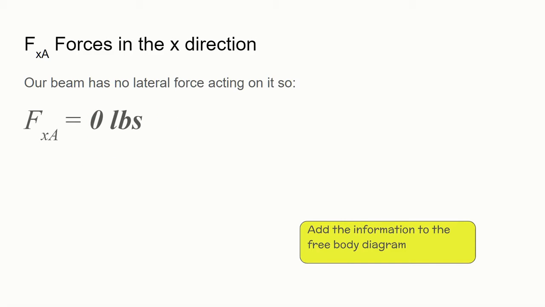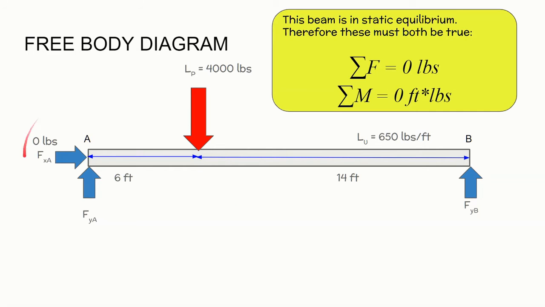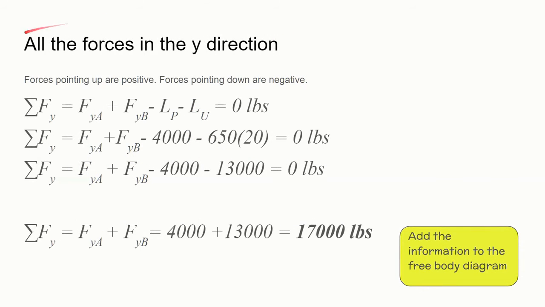So really, for the problems we're going to be doing, you can just leave the force of X A out and just do your calculations from there. But we're going to add this to the free body diagram. So we put, this is 0 pounds. Now we're looking at the forces in the Y direction, and this gets a little more complicated. So we're going to say that if it's pointing up, it's positive, and if it's pointing down, it's negative.